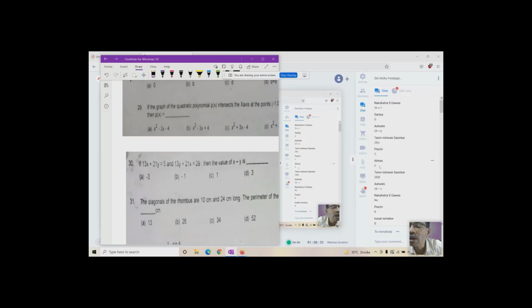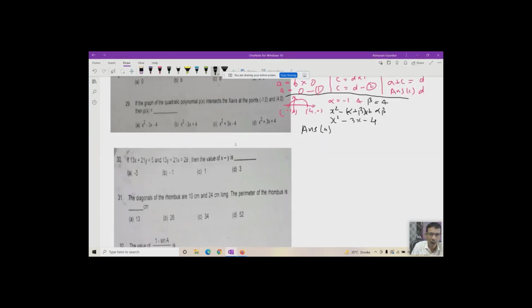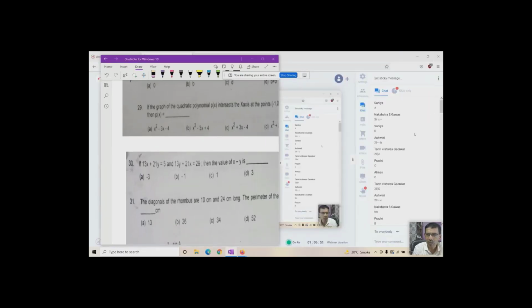Nakshatra Gavas is saying... What is your question, Nakshatra? I have not followed. Anyway, let us go to the next one till Nakshatra puts her question once again.